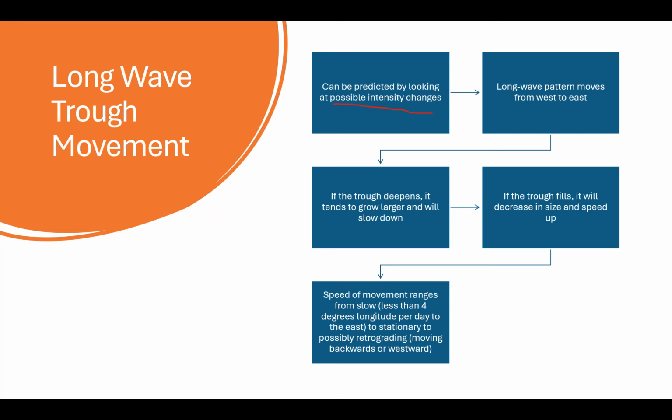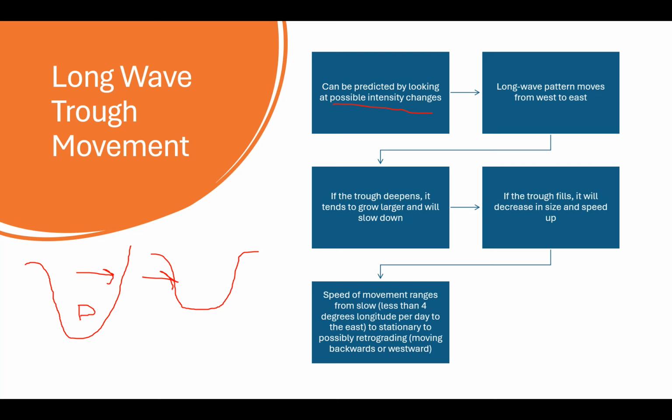Long wave pattern again moves from west to east. If the trough deepens, it moves slower to the east. But if the trough fills, it moves faster. So this would be a deeper trough. It's going to move slower, D for deeper.